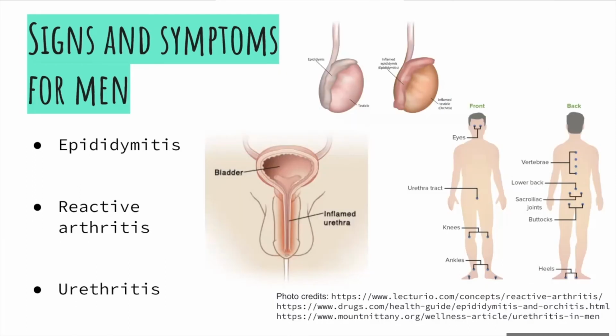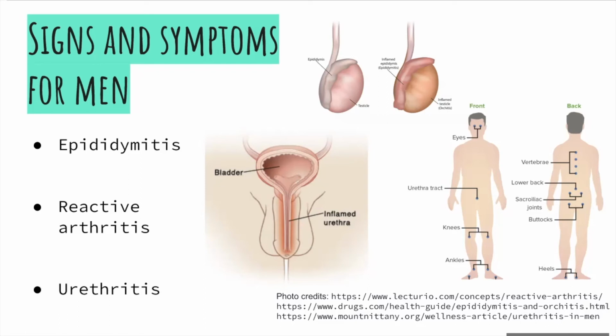For men, they can show signs of epididymitis, reactive arthritis, and urethritis. Epididymitis is pain that is located in their testicles. They will feel testicular pain and tenderness, palpable swelling of the epididymis, and a fever. Reactive arthritis can affect 1% of men who have urethritis, and will have reactive arthritis triad that consists of arthritis, urethritis, and uveitis.